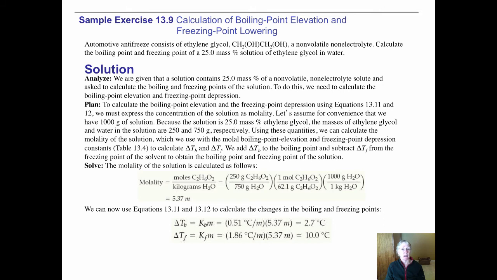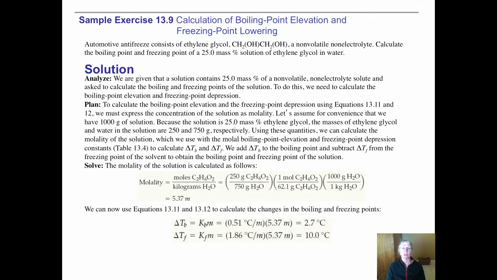Now that's pretty easy to do for both of those problems because now I have the molality in my calculator. I just need to go get the appropriate freezing point depression constant and boiling point elevation. Well, it told me that the solvent was water, so that's why you see the familiar 0.51 and 1.86 degrees Celsius per molal. That 2.7 degrees and 10 degrees are the changes in the temperature.